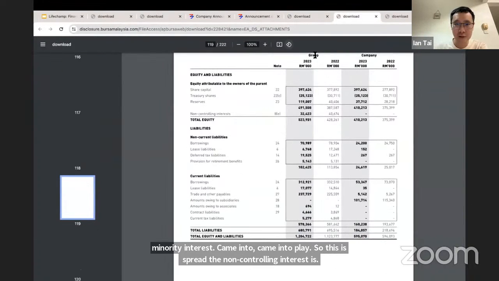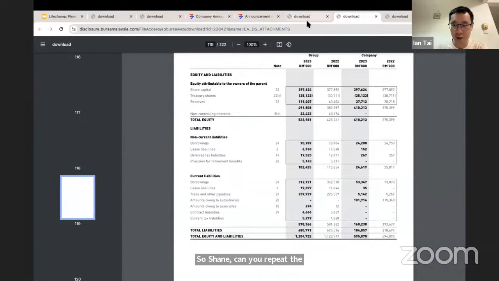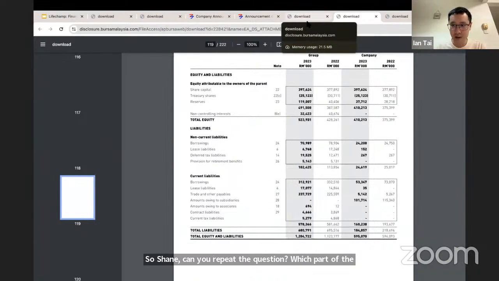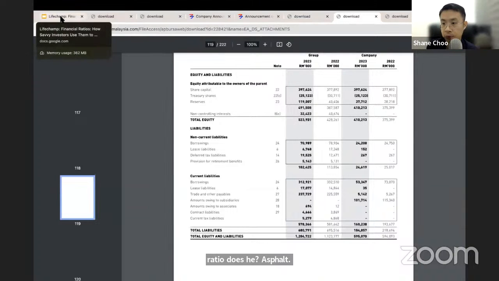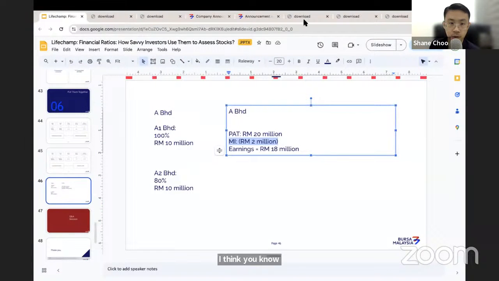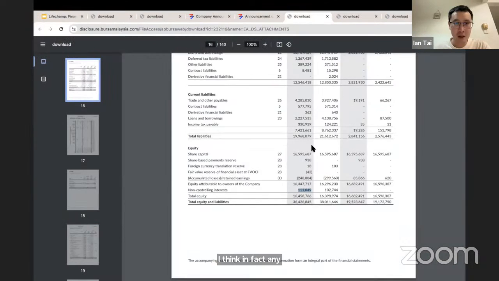So Shane, can you repeat the question? Which part of the ratio does he ask for? Is it the gearing I part think or in is it fact the any profit part? formula that involve the equities, right? Mhm. Should we exclude minority interest?